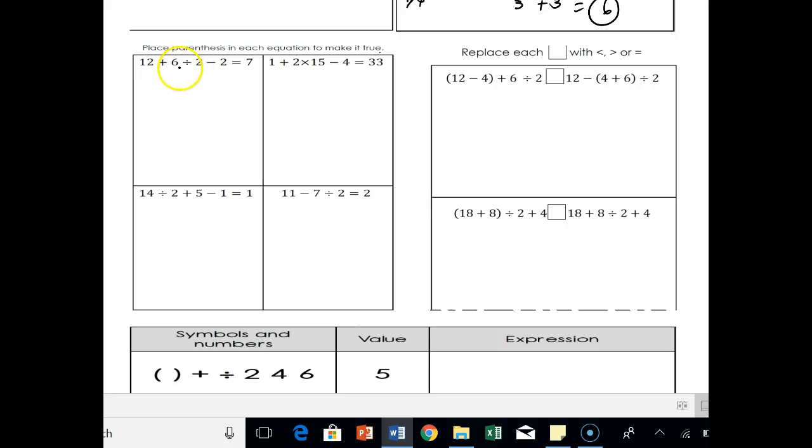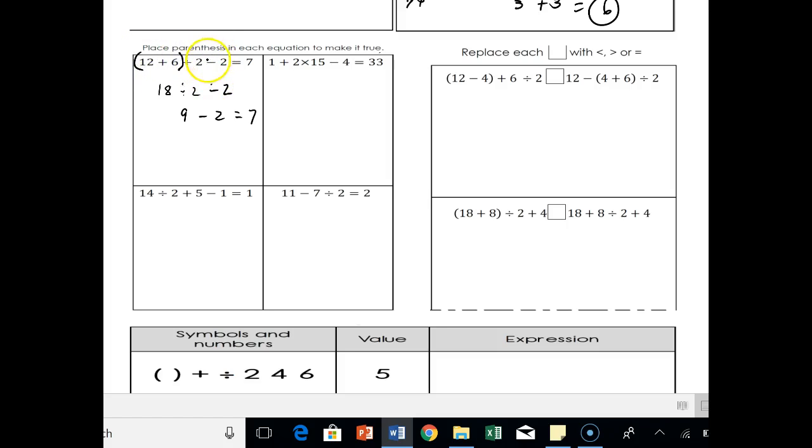So if we have 12 plus 6 divided by 12 minus 2, how can I make this equal to 7? Well, if I put parentheses around, let's say, just initially right off the bat, the 12 and the 6, and do this first, well, 12 plus 6, that's 18 divided by 2 minus 2. 18 divided by 2 is 9, and then 9 minus 2 is 7. So I got lucky, it's exactly where the parentheses should go on the very first try. They should go around the 12 and the 6.